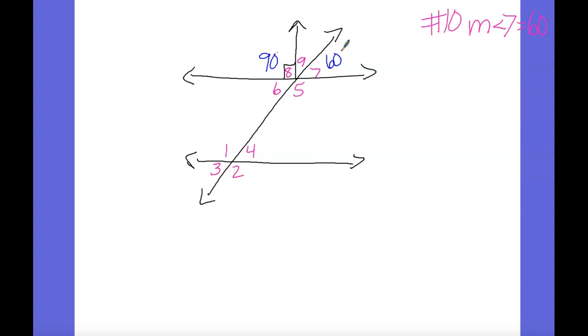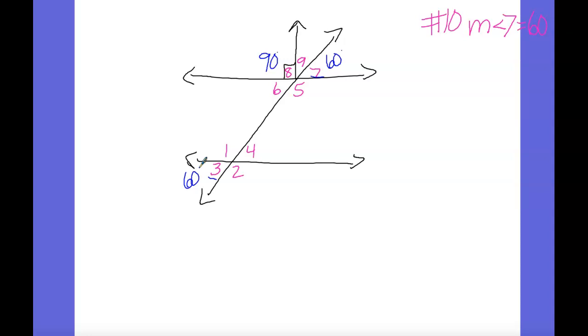Okay, what angle do you want to figure out next? 3. I heard 3. So Adriana, what angle are you going to use to figure out angle 3? Okay, so Adriana says angle 3 and angle 7. What type of angles are those? Alternate exterior. So if they're alternate exterior, they're the same. They're congruent. So what is the measure of angle 3? 60. Okay? That's the type of knowledge I want you to use. Not that it looks like the other angle.